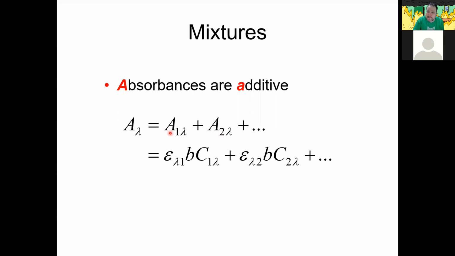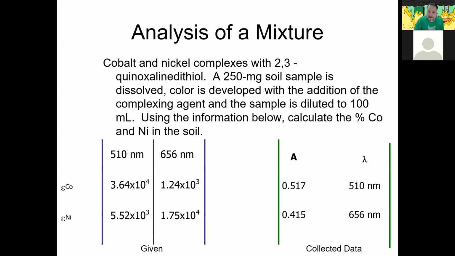We can usually break that down further by saying that it's going to be related to the absorptivity of component 1 at that wavelength times the path length times the concentration of component 1, plus the absorptivity of component 2 times the path length times the concentration of component 2 at that wavelength. So how does that actually play out in reality?